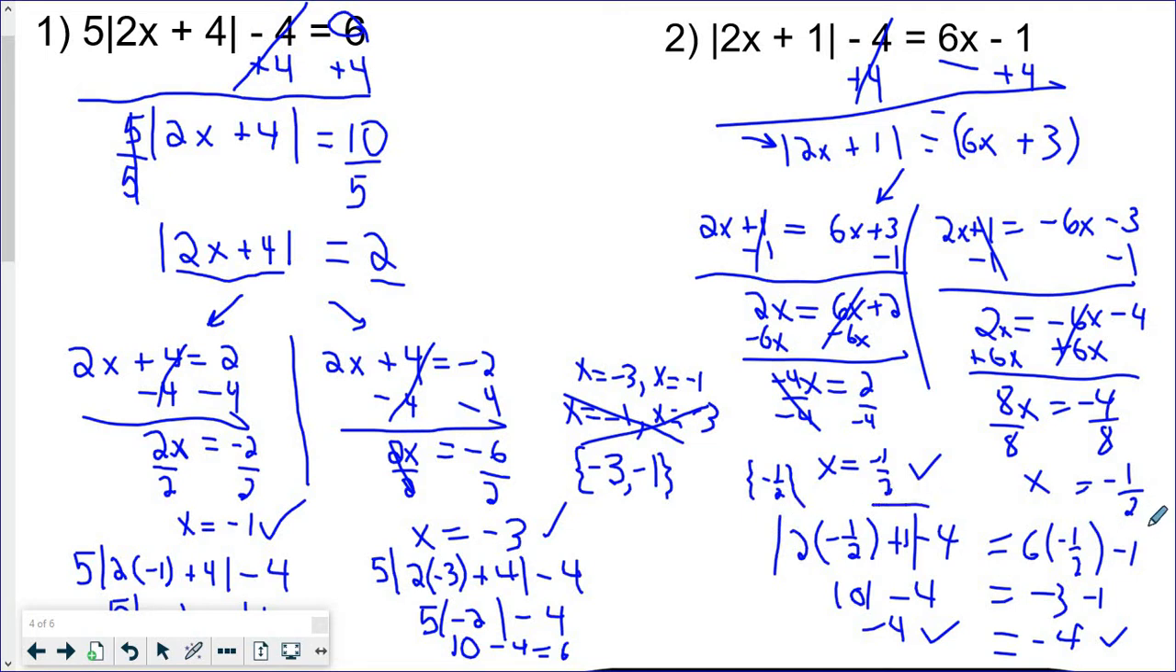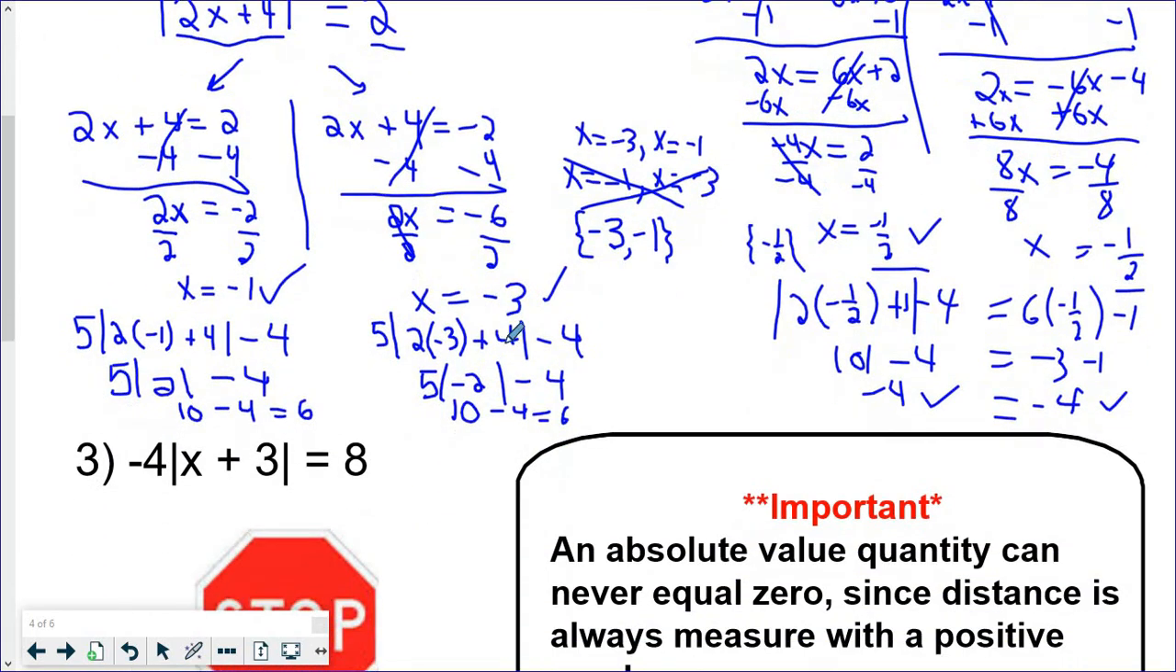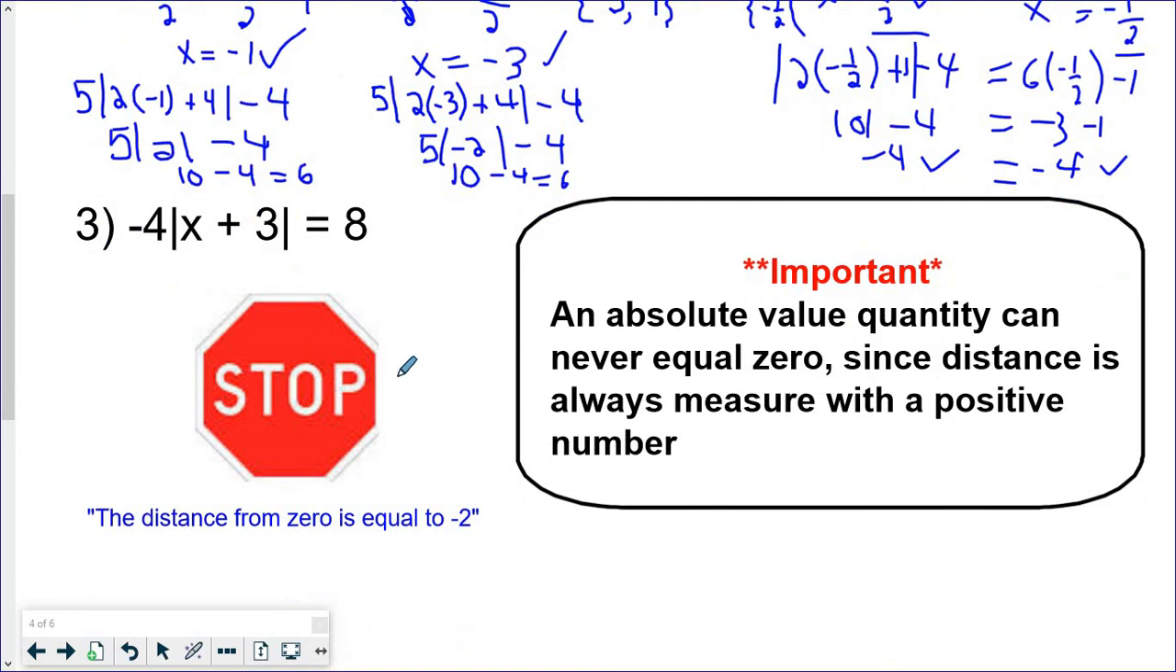This was an issue to have the same answer twice, but I'm talking about issues of whether or not something is correct solving-wise. So take a look at this example. I have a little stop sign here to try to get you to think about it. There is nothing to add or subtract outside of the grouping symbol, but when I divide by -4, what happens here is you end up getting the absolute value of x plus 3 is equal to -2.